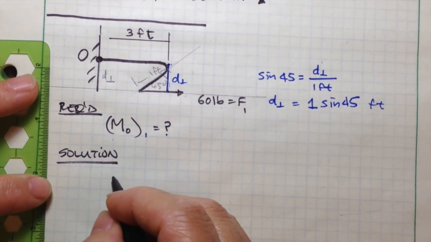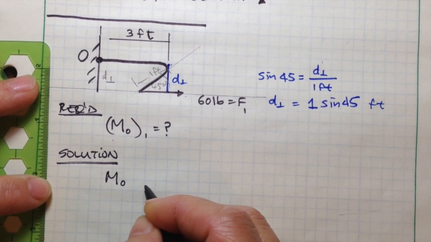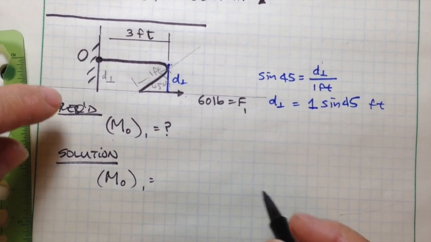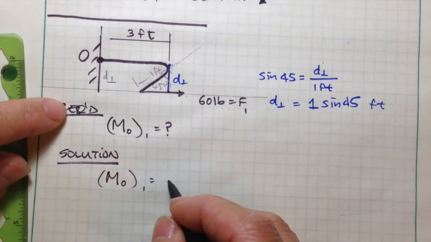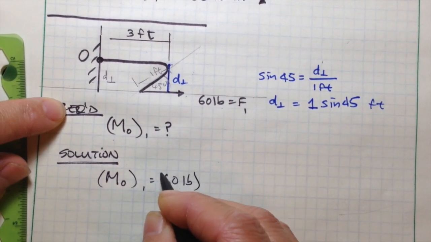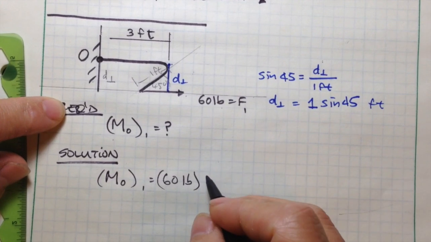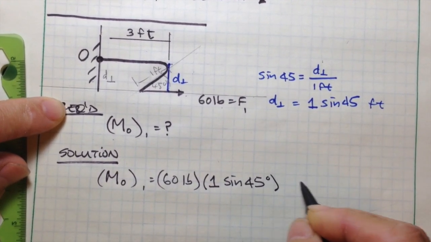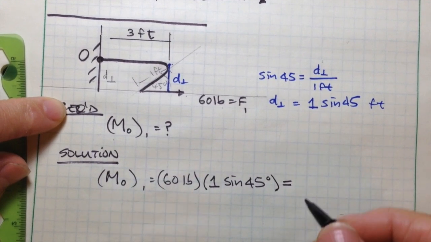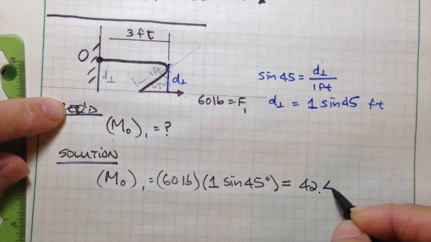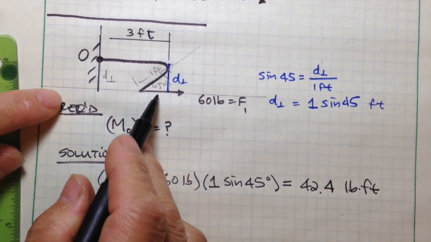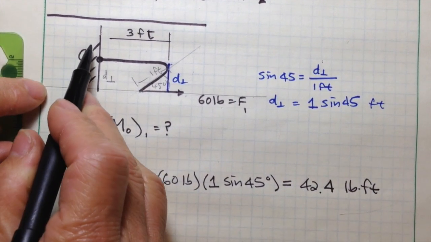So to calculate the moment about point O due to this force F1, it's simply that force, which is 60 pounds, times that perpendicular distance, which is 1 times sine of 45 degrees, and that would turn out to be 42.4 pound-feet.